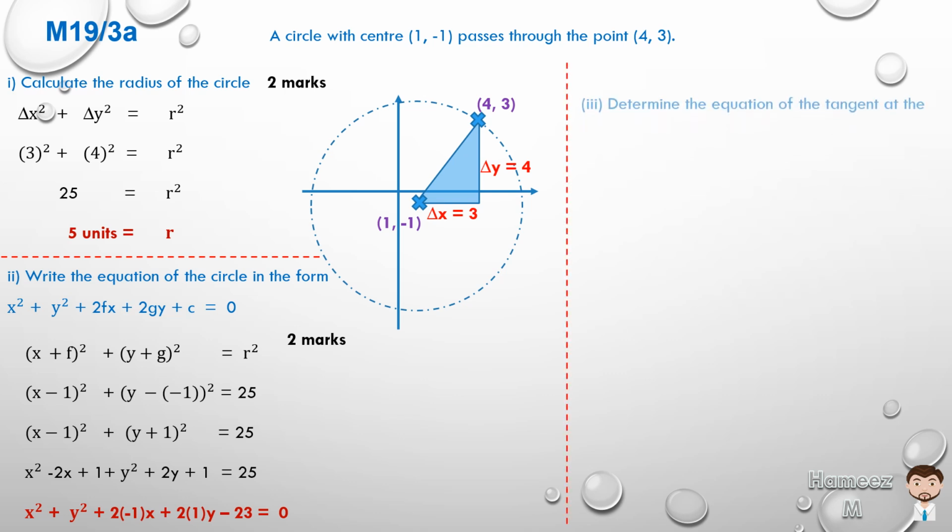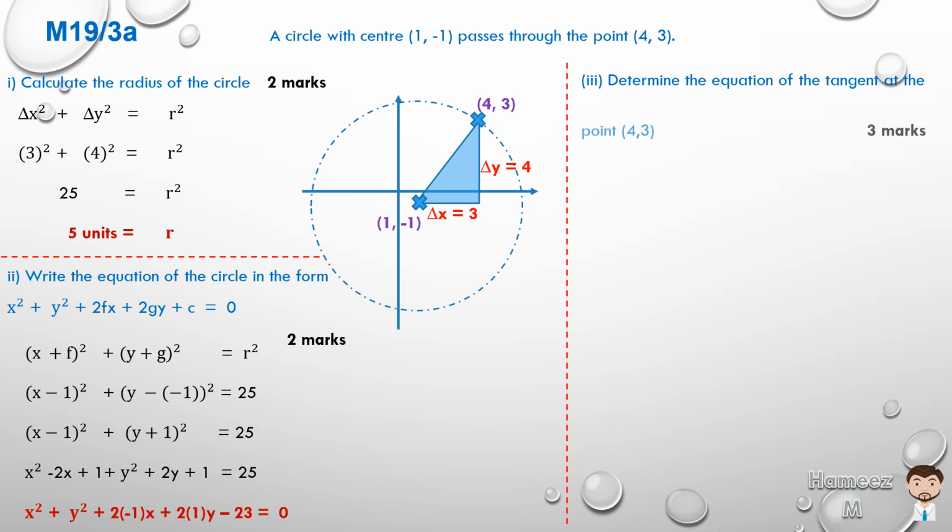Part 3. Determine the equation of the tangent at the point (4, 3). So let's bring up a tangent, a brown line passing through (4, 3). And the gradient of the normal from the center of the circle to the point at the circumference is a change in y over change in x. And we know the y value is 4 and the x value is 3. So the gradient is 4/3.